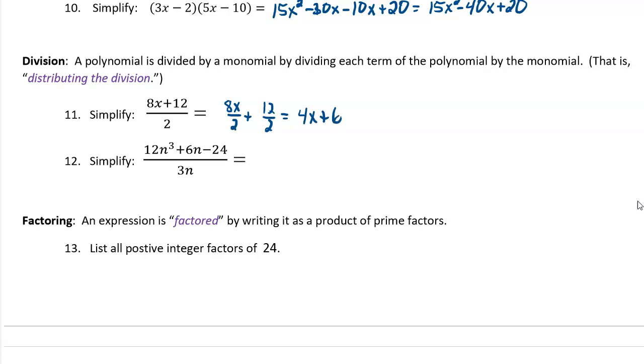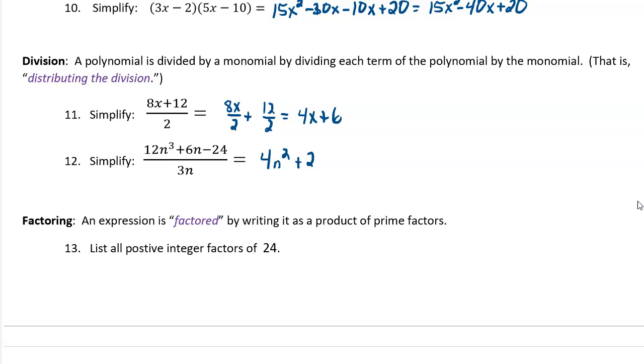Number 12 is done in the same way. Divide each term of the numerator by the denominator. 12 divided by 3 is 4. N to the third power divided by n to the first power is n to the second power. Now put your attention on the 6n. 6 divided by 3 is 2. N divided by n cancels out, no n's.